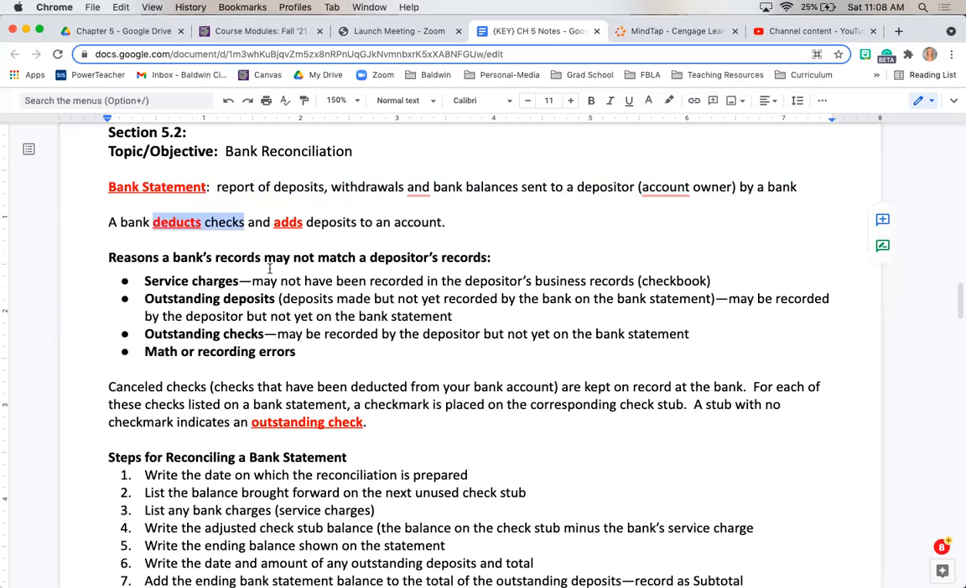Other reasons that our records and the bank's records might not match are if they charge us a service charge, or if there are outstanding deposits or checks, meaning that we made a deposit, but it has not yet gone through and been processed on the bank side, or we wrote a check, but that check has not yet been processed on the bank side either. These are normally the two reasons why a bank balance and our own business balance would not match. And then finally, there might be math or recording errors on either end.